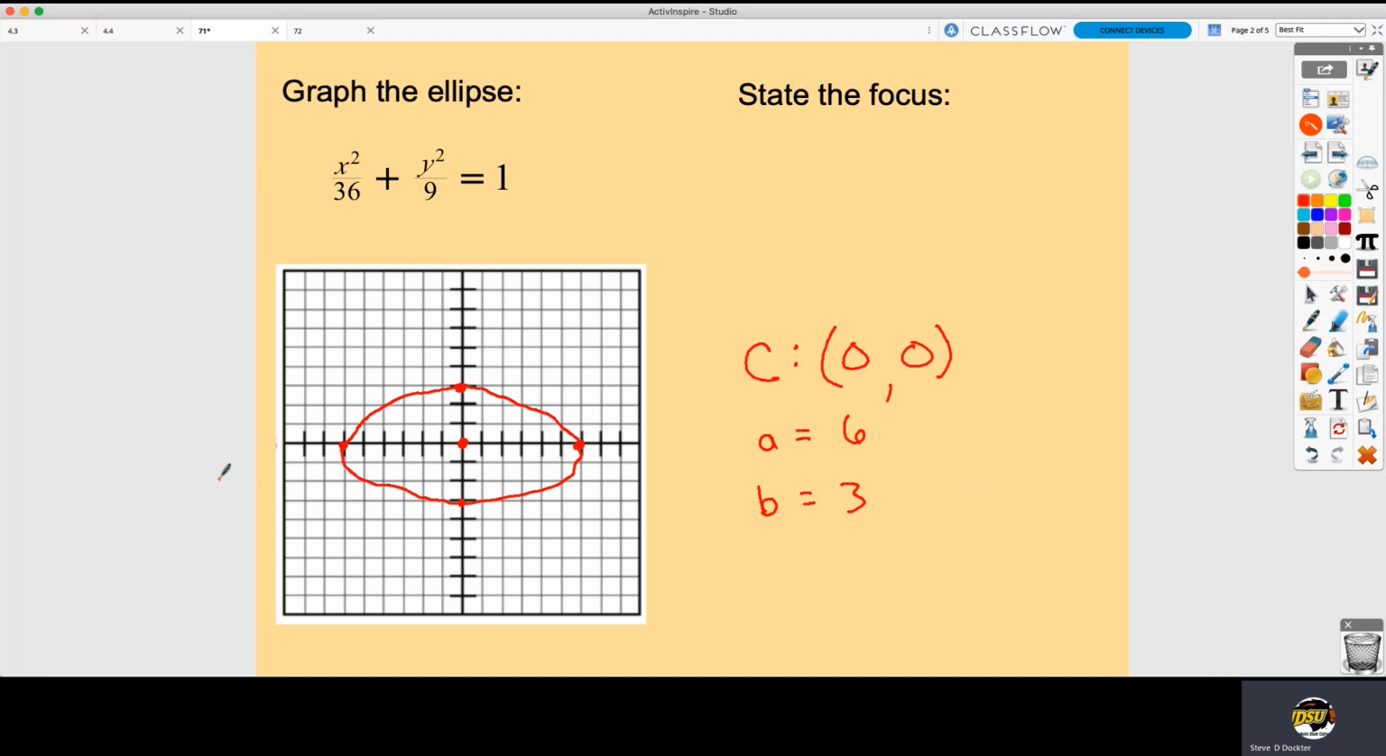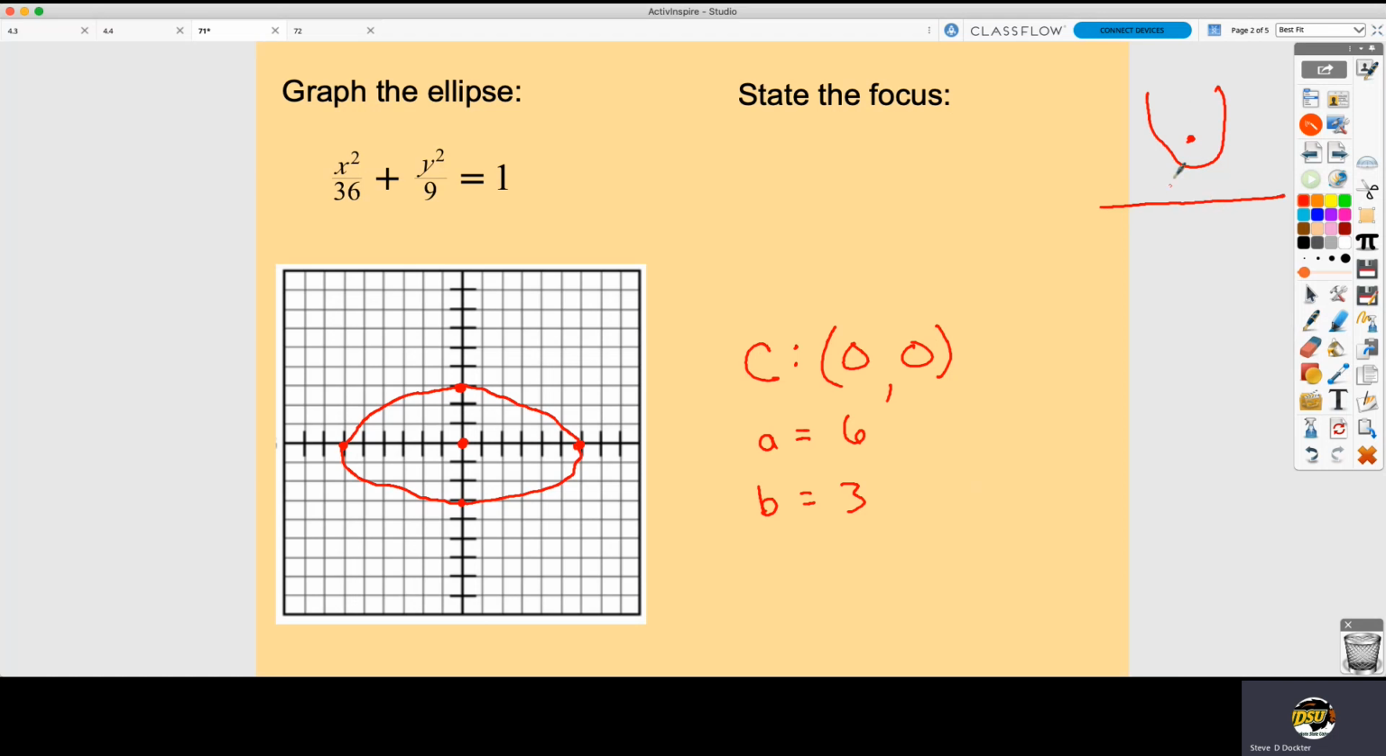Now, to find the focus here, there is an equation for this, but let me explain the concept of a focus first of all. If you remember, we talked about a focus a little while ago with a parabola. The focus is on the inside, and then you have this directrix on the outside.